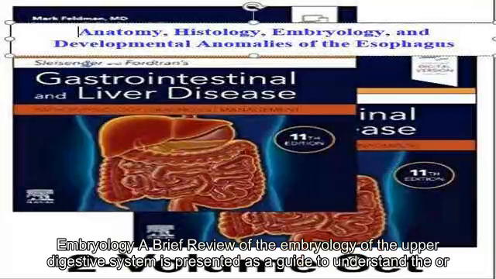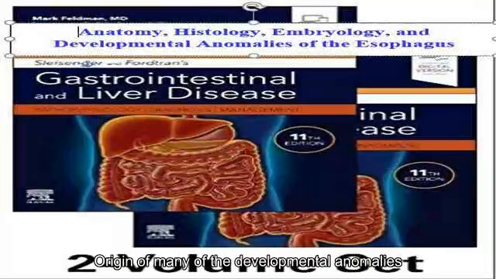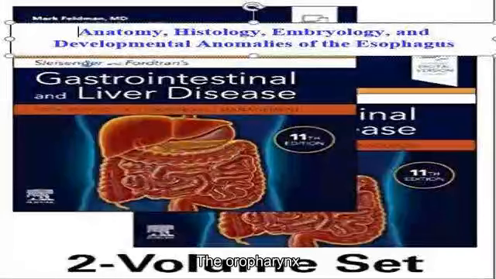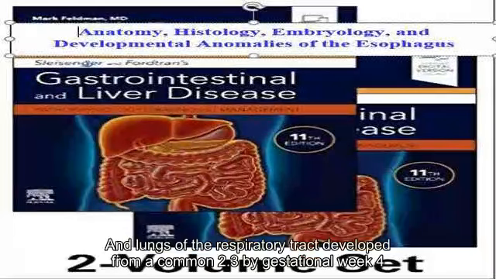Embryology. A brief review of the embryology of the upper digestive system is presented as a guide to understand the origin of many of the developmental anomalies discussed in this chapter. In the developing fetus, the oropharynx and esophageal components of the GI tract and the larynx, trachea, bronchi, and lungs of the respiratory tract develop from a common tube.